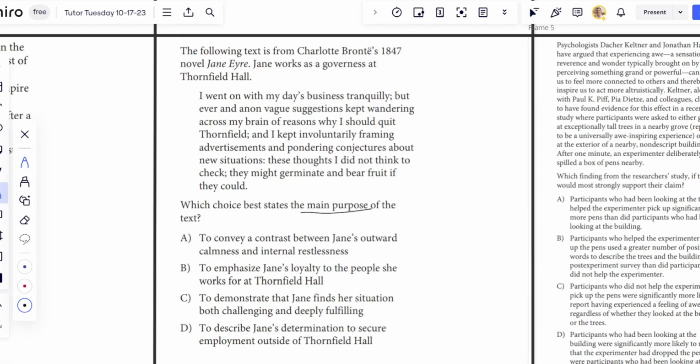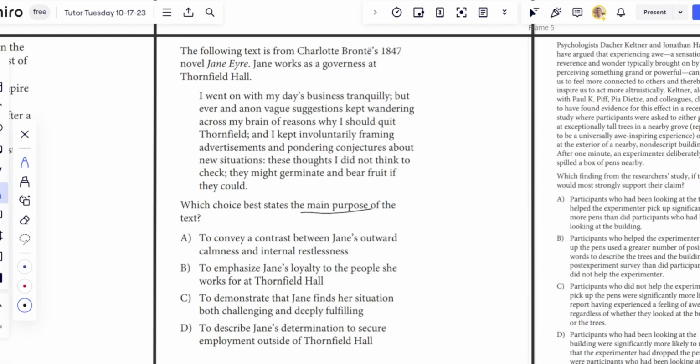Well, let's see. My summary of this is that Jane seems very calm. She's going about her business tranquilly, but suggestions keep wandering through her brain about why she should quit. And she keeps pondering these new situations.